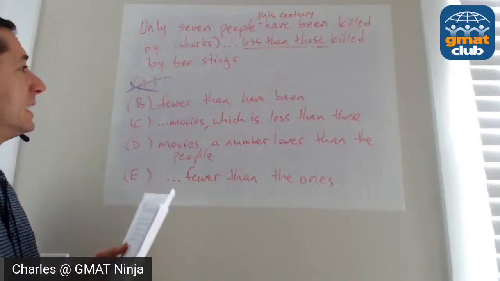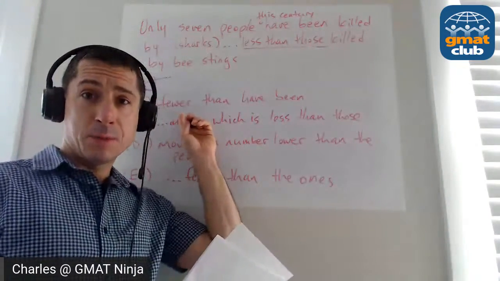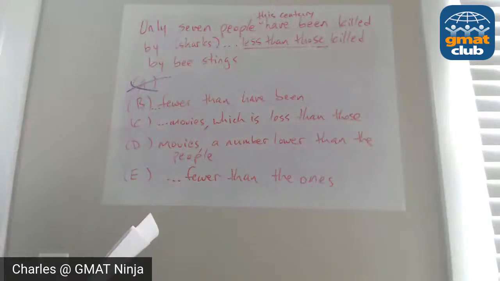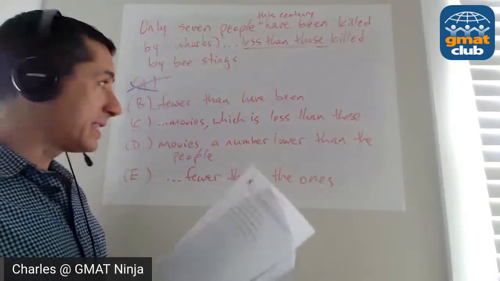So fantastic. Fewer than have been killed. Okay, that's better, right? Fewer, countable, people, countable. We're in okay shape there, at least with the countable, non-countable thing. What about C? Couple things you should notice there.